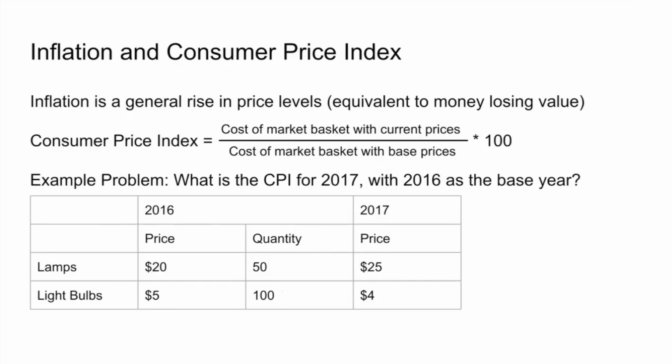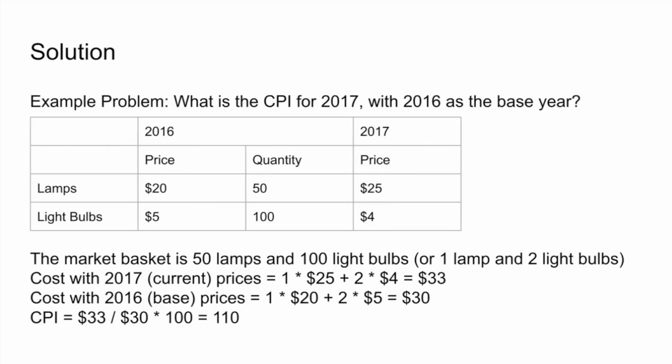So for example, we're given a table right over here, and it asks us to calculate the CPI for 2017 with 2016 as the base year. All right, so the market basket is 50 lamps and 100 light bulbs. And although it's not required, you could actually simplify this down to 1 lamp and 2 light bulbs. And the cost of 1 lamp and 2 light bulbs with 2017 prices is $33, whereas the cost of the same market basket with 2016 prices is equal to 30. So therefore, the CPI is equal to 33 divided by 30 times 100, which is 110.